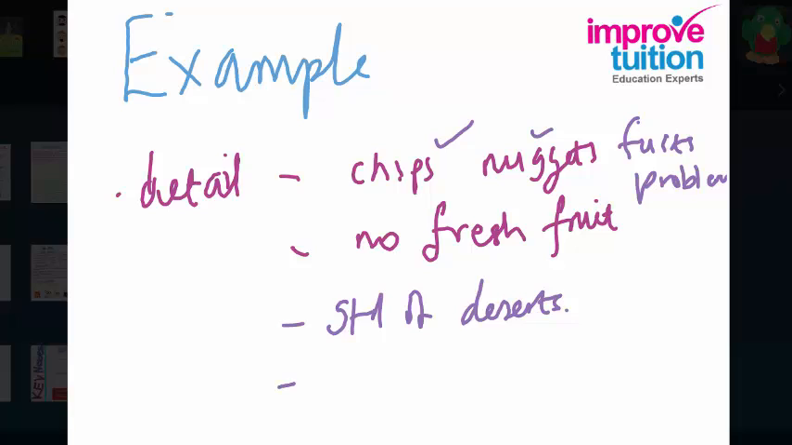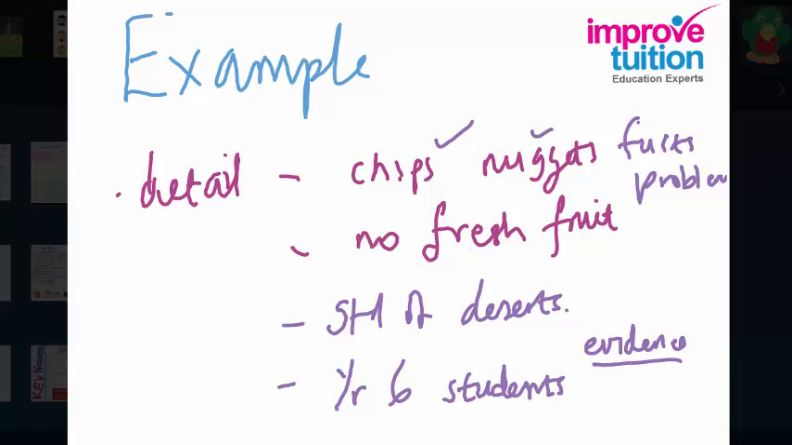As a result of this, a number of Year 6 pupils have refused to eat their lunch and have been tired and unable to concentrate in the afternoons. So what's happening there is they've given some evidence about what some Year 6 children are doing. They're actually not.